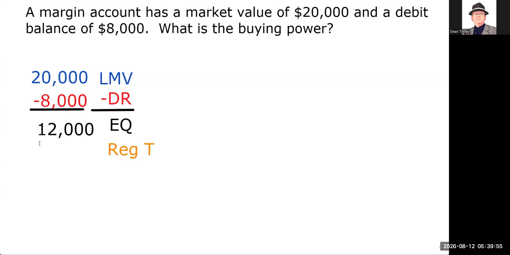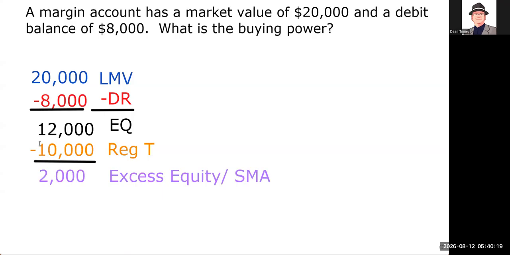So we're going to compare that to Reg T. Reg T, half of $20,000 is 10. So I can loan you up to $10,000 on $20,000 in collateral. Or another way to think about it is you can be at risk for more money here, right? So I say, listen, you have $12,000 in equity and Reg T is 10, so you have $2,000 in excess equity. Now, for test purposes, you could think of excess equity and SMA as one and the same. They're not actually, but I don't want to get into the fine details here. But if we would have said how much cash can the customer withdraw, that would have been $2,000.